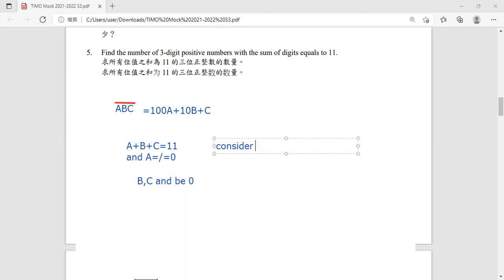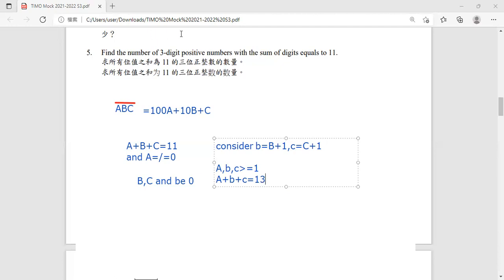So I will consider small b equal to capital B plus 1 and small c equal to capital C plus 1. You will find that A, small b, and small c are all greater than or equal to 1, and A plus small b plus small c is equal to 13. So what can I do next?